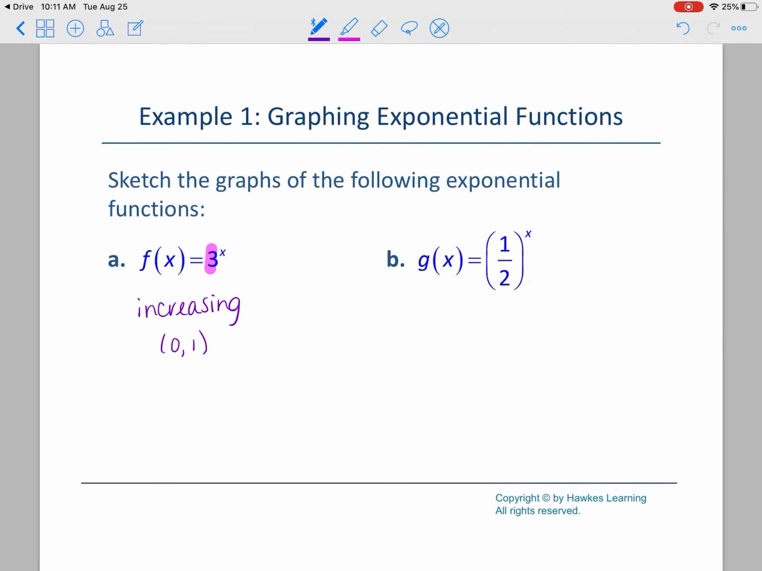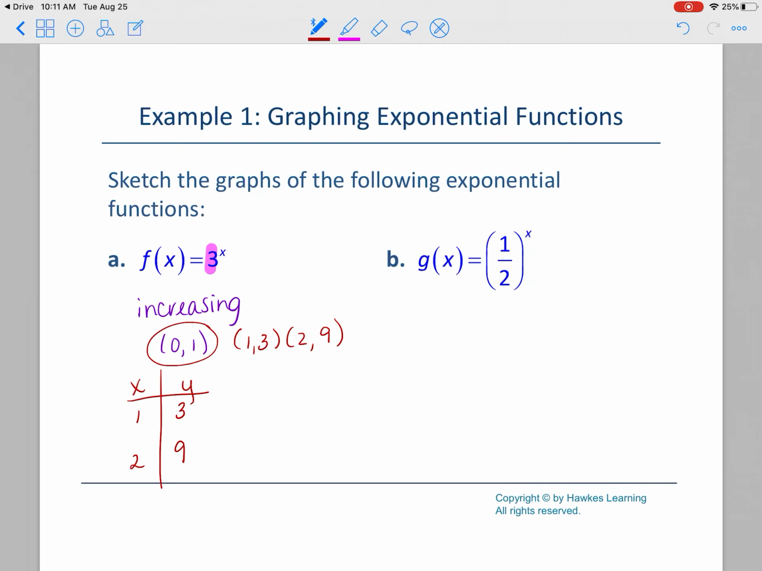So I do know it has a point at 0, 1. Can we find some more points? Yes, we definitely can find some more points very easily. We can do an XY chart and plug in some more points. So I already have a point at 0, 1. Let's plug in some more x values to get our y's. Let's plug in 1. Let's plug in 2 and just see what happens. If I plug in 1 for x, 3 to the first power is just 3. And then if I plug in 2 for x, 3 squared is 9. So I've got some more points here, 1, 3, and 2, 9, that I can possibly graph to see what this thing looks like.